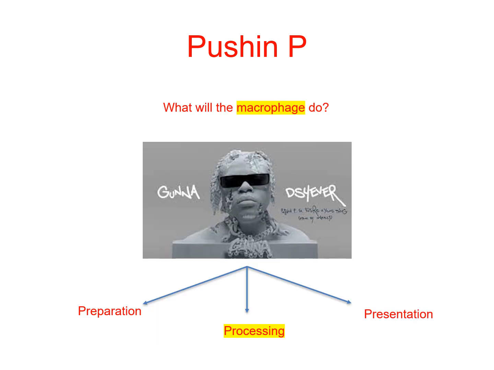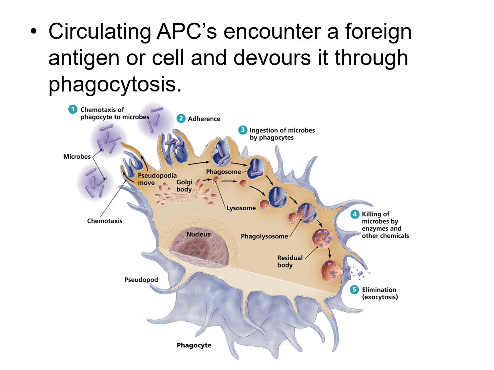Pushing P. What will the macrophage do? So we're going to show you how it processes the foreign entity. The first part was just really basically about those receptors, MHC receptors. So circulating antigen presenting cells encounter a foreign antigen or cell and devour it through phagocytosis. The picture is showing you how this occurs. And it's 5 steps, starting with the chemical attraction, ending with exocytosis.